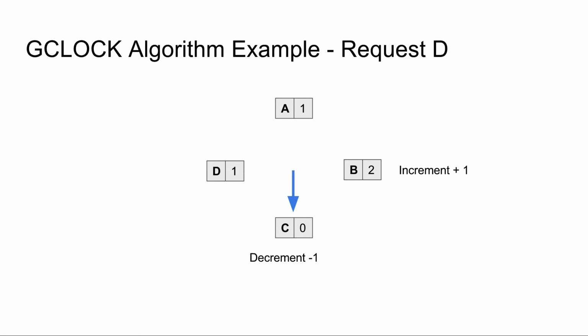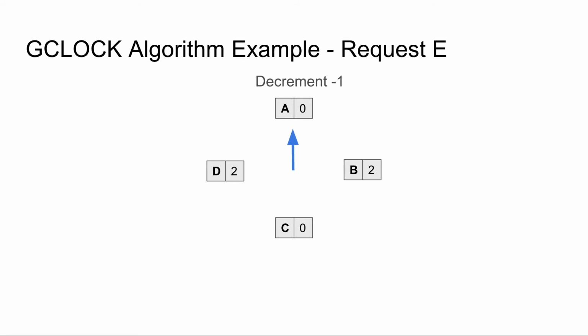For the next one, we'll request D. That means we have to go through C, and you can see here in the slide, C decreases by 1 and becomes 0. We rotate around to D, and it becomes 2, because we have to increment it.